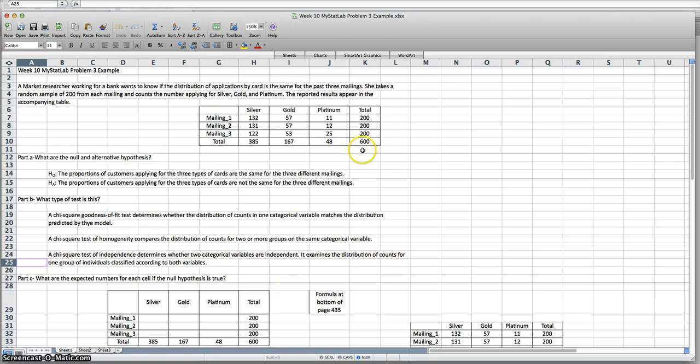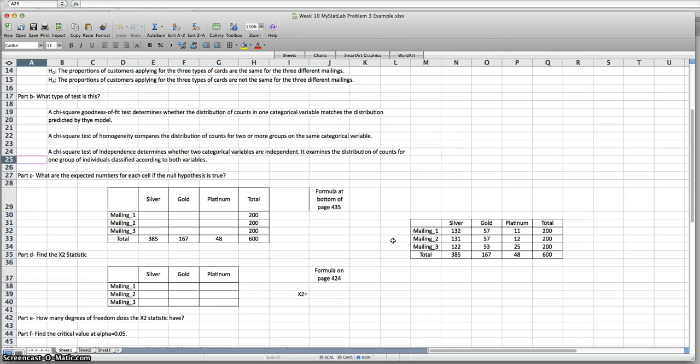It examines the distribution of counts for one group of individuals classified according to both variables. Well, in this case, we have 3 groups here. So that leads us to the chi-square test of homogeneity, that we have counts of 2 or more groups on the same categorical variable. There we have it right there. So that would be our answer to part B.